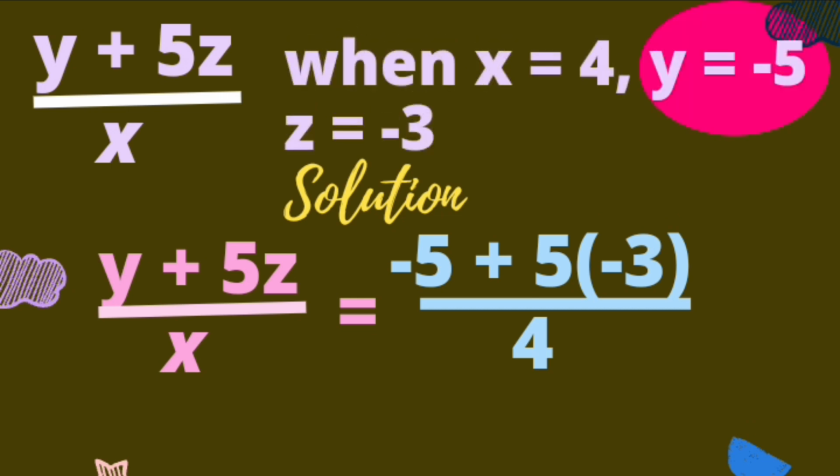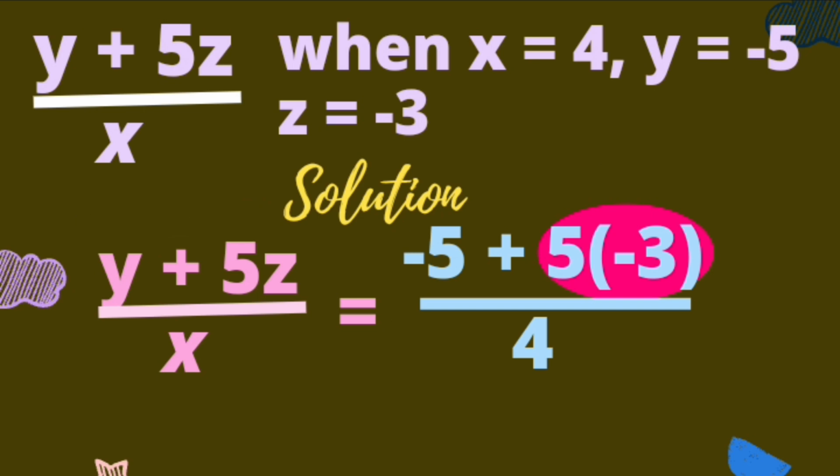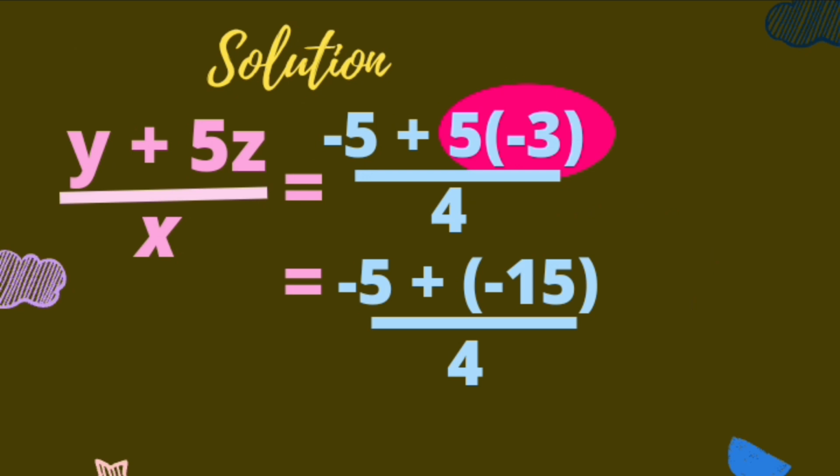y is equal to minus 5, hence we replaced y with minus 5. Similarly, z is equal to minus 3, so we replaced z with minus 3. Also, x is equal to 4, we replaced x with 4. I hope you understand this. Now, let's multiply 5 by minus 3. 5 times minus 3 is equal to minus 15. Hence, we'll have minus 5 plus minus 15 all over 4.